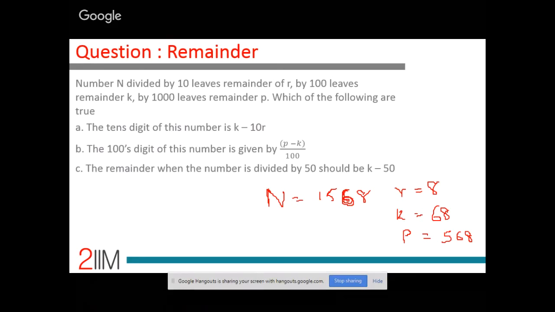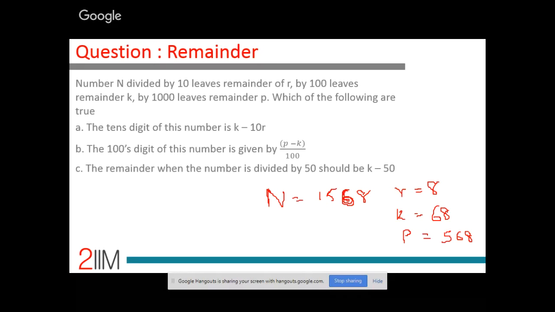What should be the 10th digit in terms of R, K, and P? K minus R by 10. K minus R will give you a multiple of 10. Divide that by 10. That will be your 10th digit. K minus R whole divided by 10. That's your 10th digit, not K minus 10R.